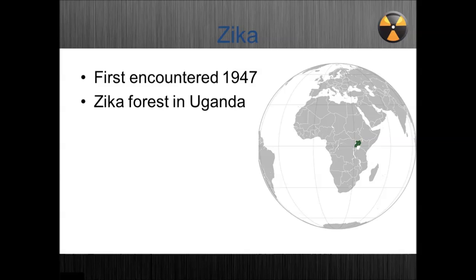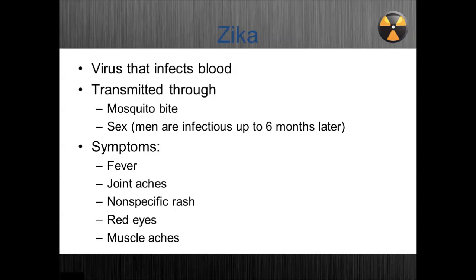And I threw this in for completion because a couple of people have asked, and we hear about it on the news. Zika was first discovered in the Zika forest in Uganda. That's where Uganda is in Africa. Over the years it's kind of waxed, and now it's made quite a public headway, and everyone knows about it. It infects the blood, and you can get it through a mosquito bite or through sexual intercourse. And men have been found to still have virus in them up to 6 months later.